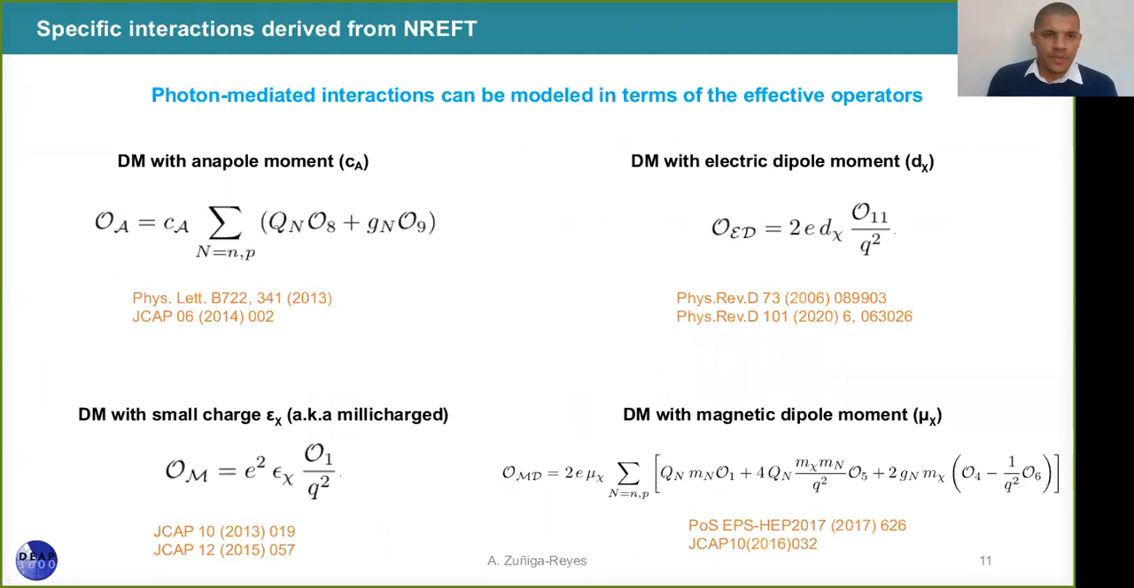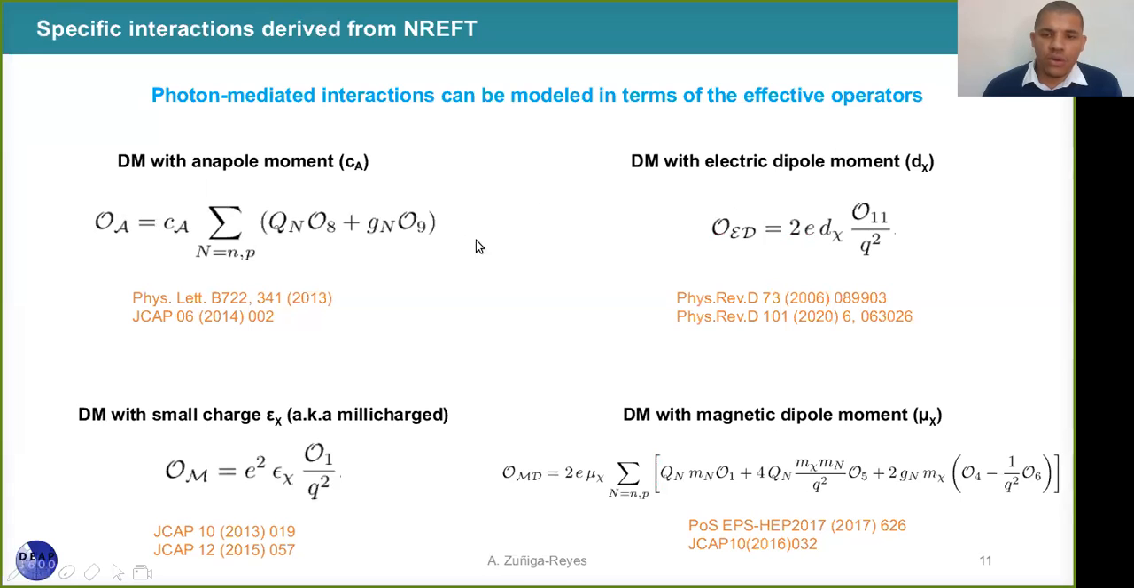Well, also related to the specific interactions, as I mentioned, we can have photon-mediated interactions that can be modeled in terms of these effective operators. We study four main cases. For instance, a dark matter with anapole moment, which is a linear combination of the operators 8 and 9. A dark matter with an electric dipole moment that depends on the 11 operator. A dark matter with a very small charge, also known as milli-charge. And the last case is the dark matter with a magnetic dipole moment that depends on the operators 1, 5, 4, and 6.